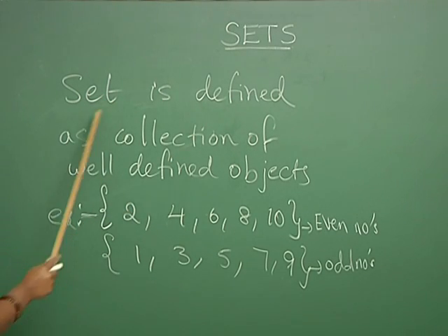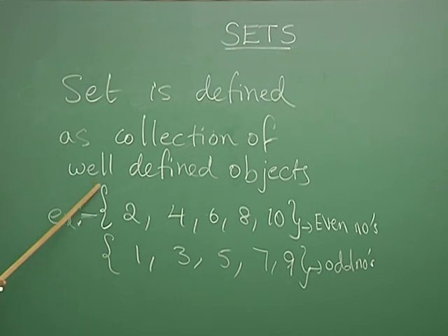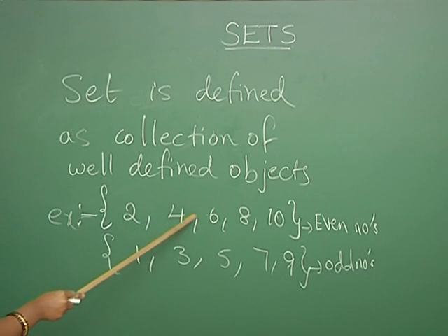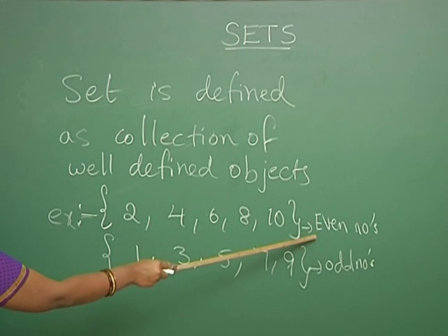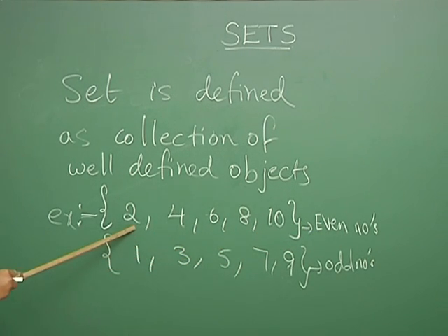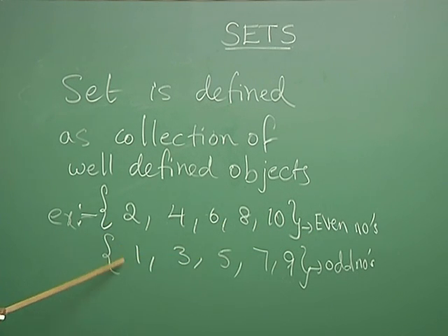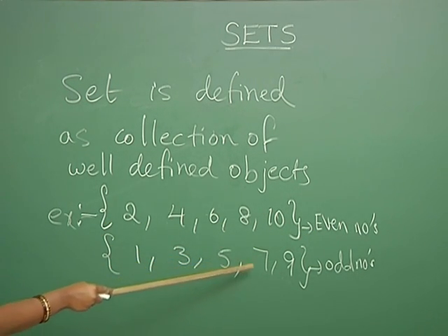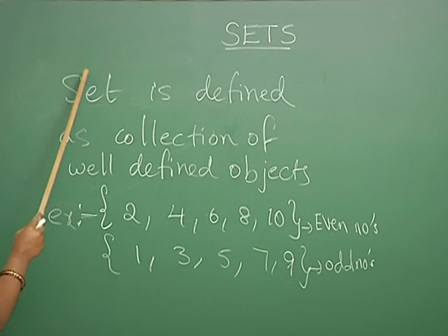Set is defined as a collection of well-defined objects. The meaning of well-defined objects is, let us take one example: 2, 4, 6, 8, 10. All these are called even numbers. So, these are numbers of a well-defined property called even numbers. Take one more example: 1, 3, 5, 7, 9. These are all well-defined numbers of the odd number property. So, this is called a set.